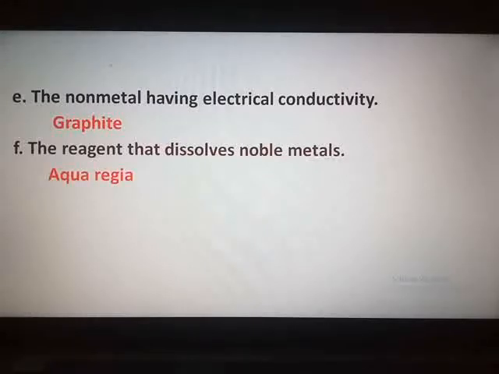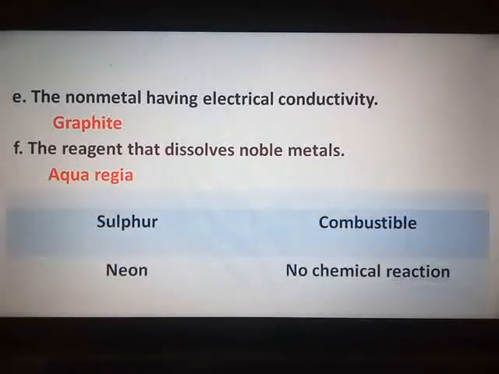Aqua regia, the information on aqua regia they have given in the textbook on page number 96 in the green colored block. So here question number 1 gets over. Let us move towards question number 2. Question number 2 and 3 are questions of match the columns. So let us begin. I have directly put the answers on the slides. You can just mark in your textbook.